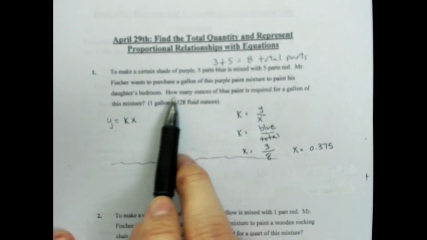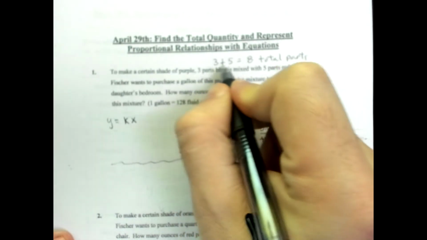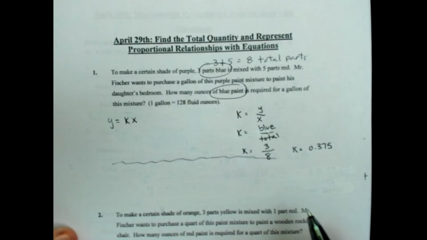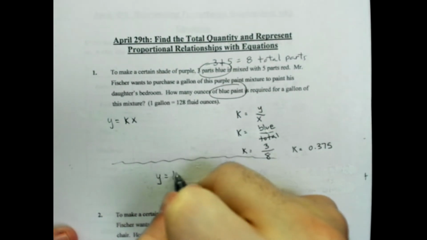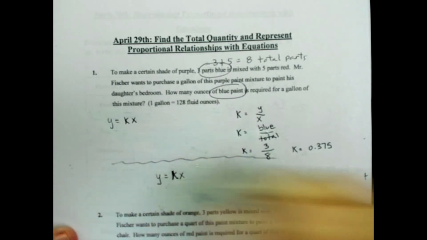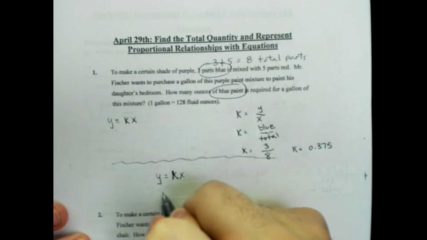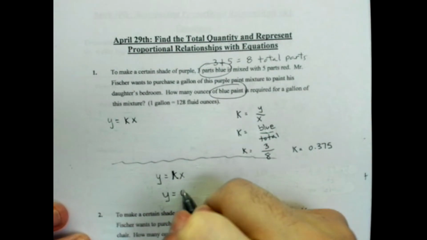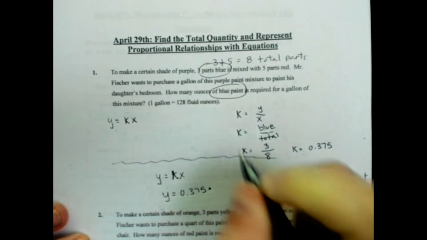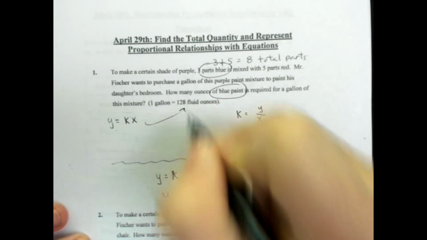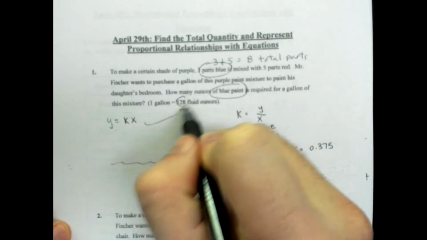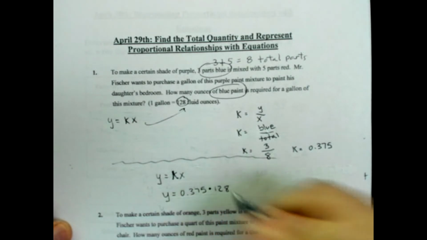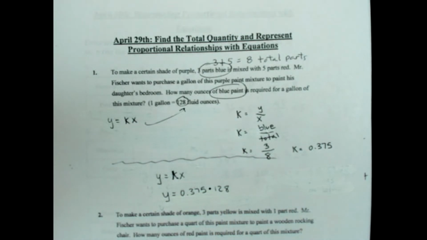So to solve our problem, how many ounces of blue paint, that's why I used the 3, is required for a gallon. So we know it's going to be y equals k times x. Y equals, the k is the 0.375 times our x, which is going to represent the fluid ounces in the total product. And we want to make a gallon. So it's going to be times 128. 128 fluid ounces of this paint is what we want.